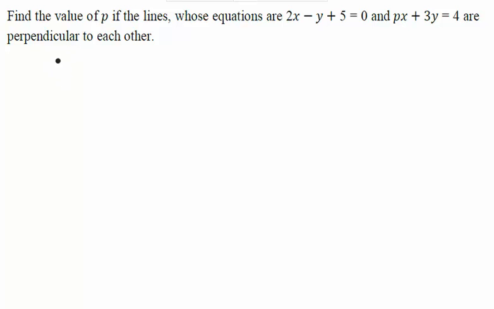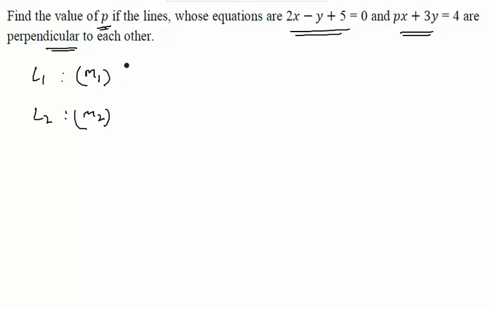Okay, so the question is, find the value of p if the lines whose equations are 2x minus y plus 5 equal to 0 and px plus 3y equal to 4 are perpendicular to each other. So if two lines, let us say L1 and L2, are perpendicular to each other, then we know one relation for their slopes. If the slope of line L1 is m1 and slope of line L2 is m2, then if these two lines are perpendicular, then m1 into m2 becomes equal to minus 1. This is the condition of perpendicular lines, right?